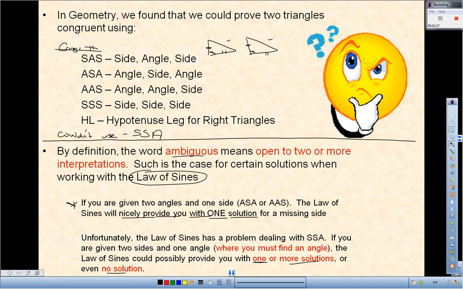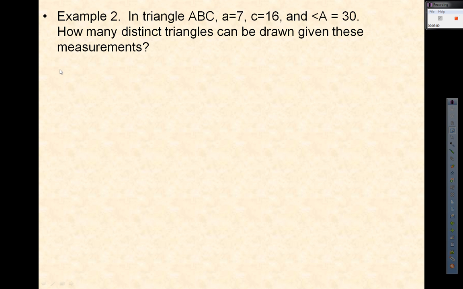So just know that this ambiguous case only applies to one specific stipulation. It's when you're given the information of side, side, angle. Okay, so that's what's crucial, that this only applies when it's side, side, angle. Okay, I'm going to go ahead and jump right into it and give you the steps to determine if you're going to have just one triangle or two triangles. So here are the rules.